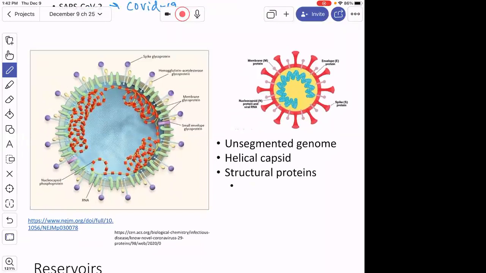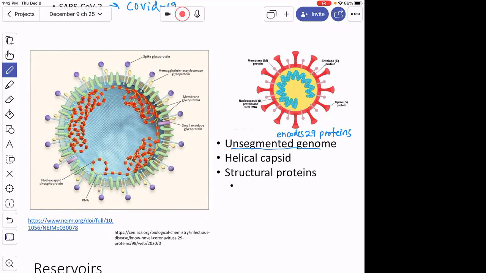All right, so a little closer look at the virion. I couldn't really decide which graphic was better, so I decided to put them both up. It's an unsegmented genome. So we've got one big long string of RNA, and it's actually got the largest RNA genome of any RNA virus. It encodes for 29 proteins. Apparently that's big for an RNA virus.